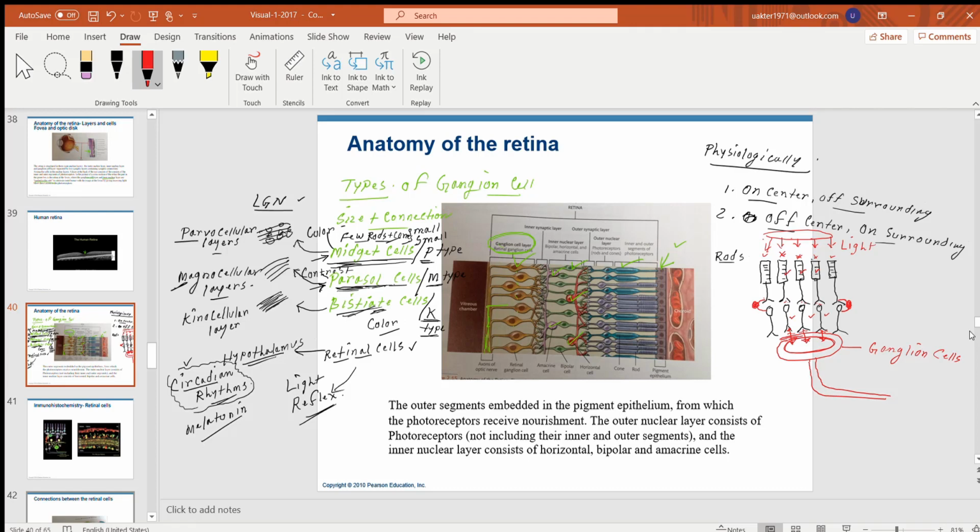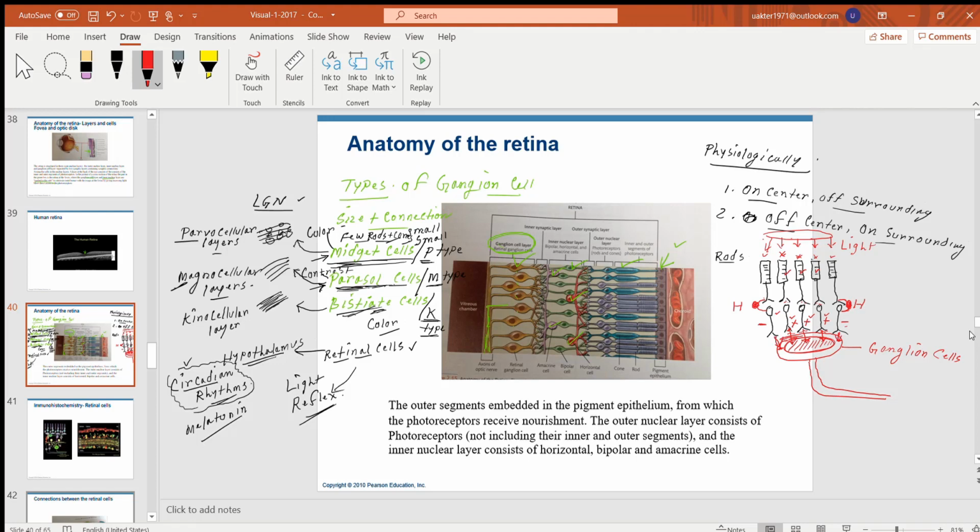And since the horizontal cells are here in these two synapses, these bipolar cells will be inhibited. Make sense? So inhibition here, excitation, excitation, excitation. Okay, so this part will be excited, and this part will be inhibited, the surround part, because the synapse here is inhibitory.